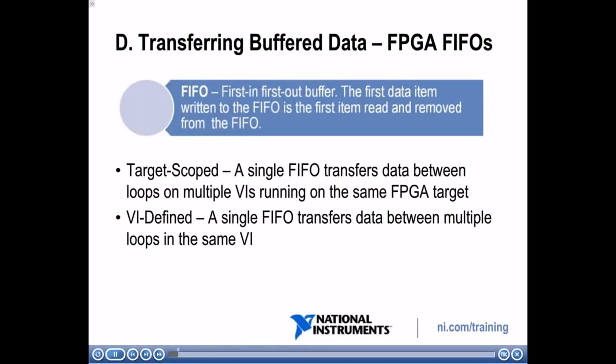Okay, so now we're going to switch gears a little bit. Right before this, we were talking about different methods of sharing latest data. Now let's say you want to transfer buffer data. So in this case, you want to transfer every value from one loop into the next loop, or from one VI to the next VI. So if you want to transfer buffer data, you'd want to use something called FPGA FIFOs.